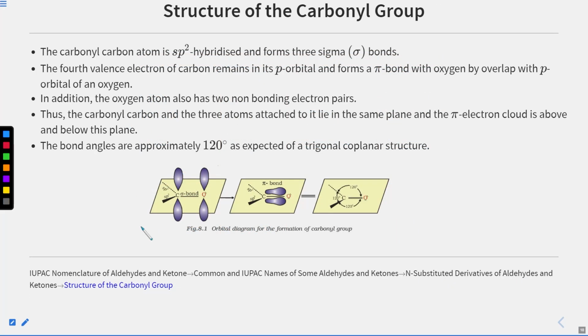So far we were discussing this carbonyl group. We were just seeing the nomenclature. We have not seen the bonding. So how does this bonding happen? First of all, if you look at the carbonyl group, this C double bond O, it is sp2 hybridized.